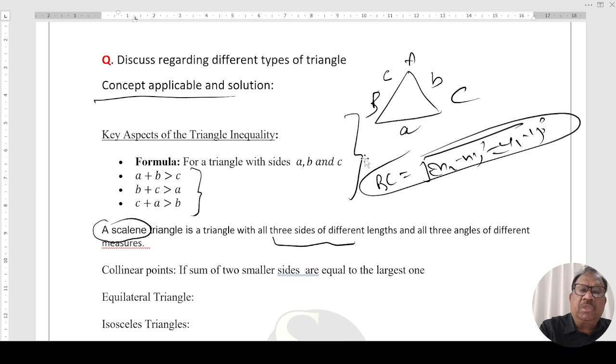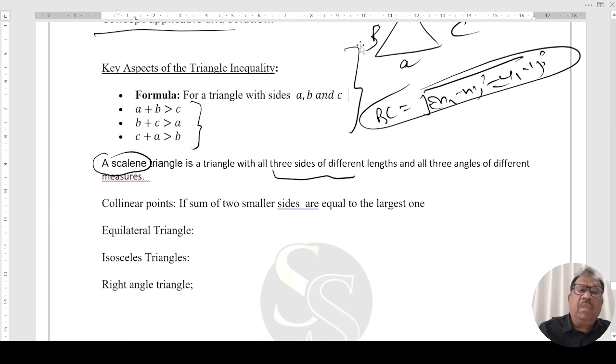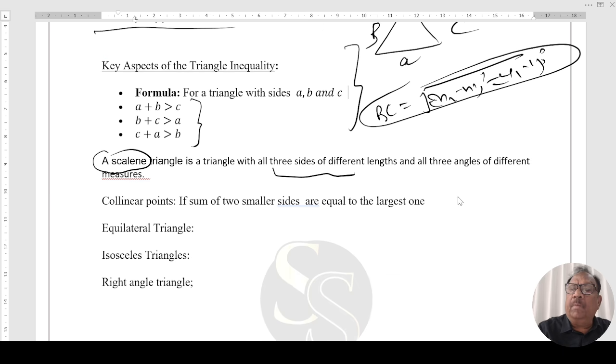After finding the distances, check. If this condition is satisfied, a triangle definitely exists. If the triangle exists, then we have to find the nature. If all sides are different and this condition is satisfied, it is scalene. When will the points be collinear? When for A, B, C, if AB plus BC equal to AC, meaning the sum of the two smaller sides is equal to the third side, then the points are collinear.